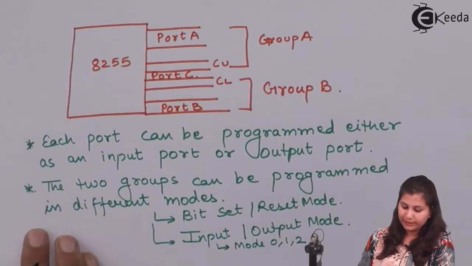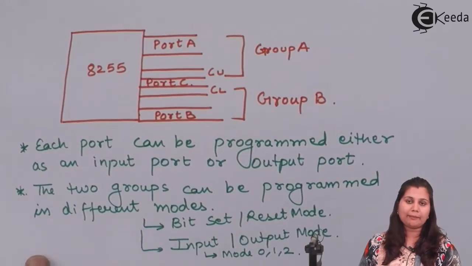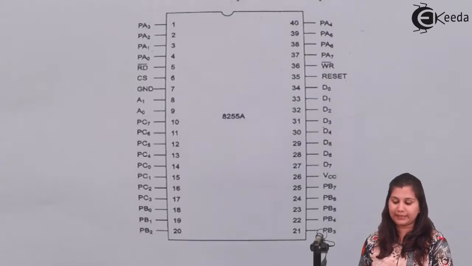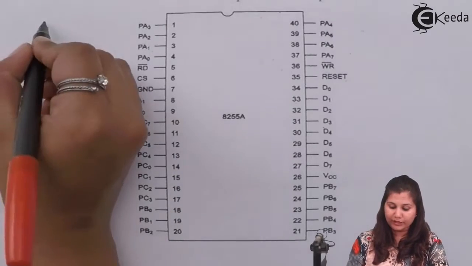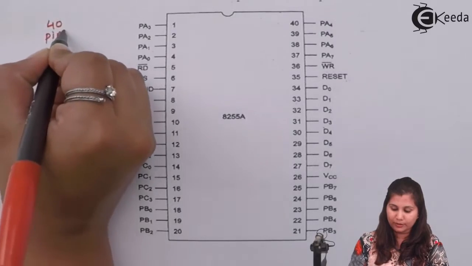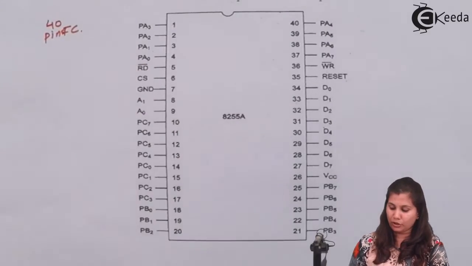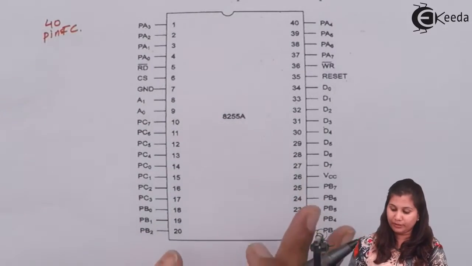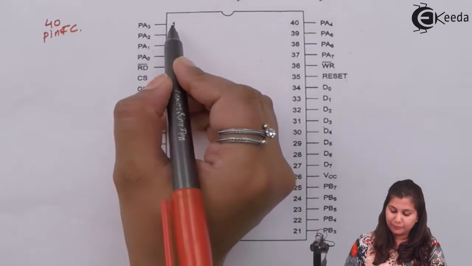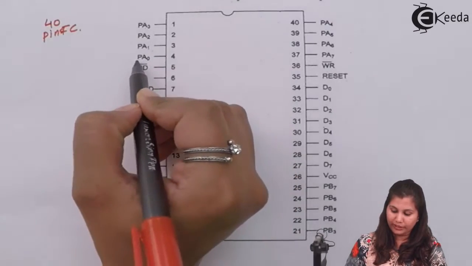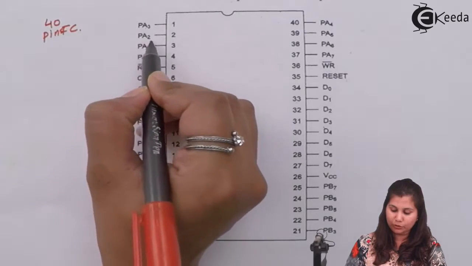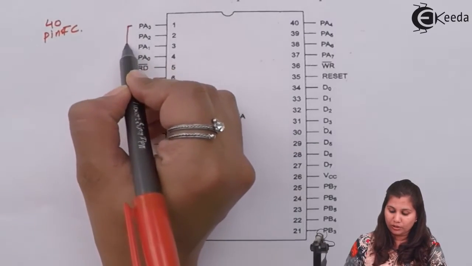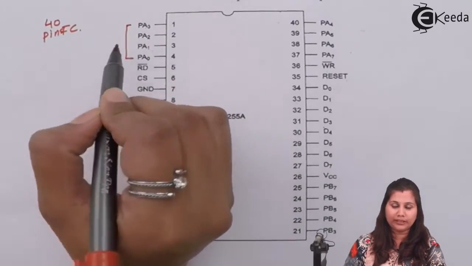Okay. So now let's come to the pin diagram of 8255. We have the diagram for the pin description, because it's a 40 pin IC. So these are the 40 pins, and all the pin names are written over here. Now you can see that pin number 1, 2, 3, 4 are denoted as PA3, PA2, PA1 and PA0. So these are 4 lines of port A.